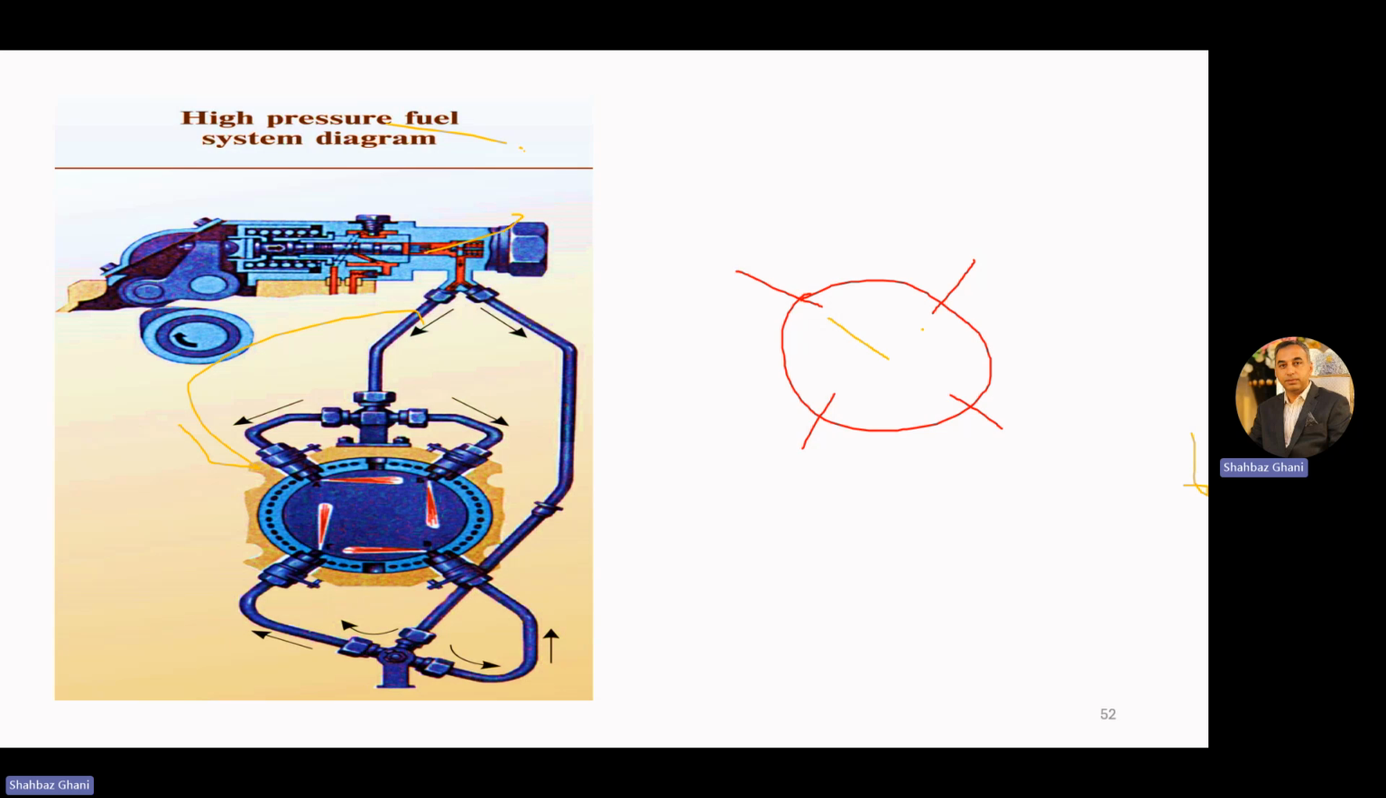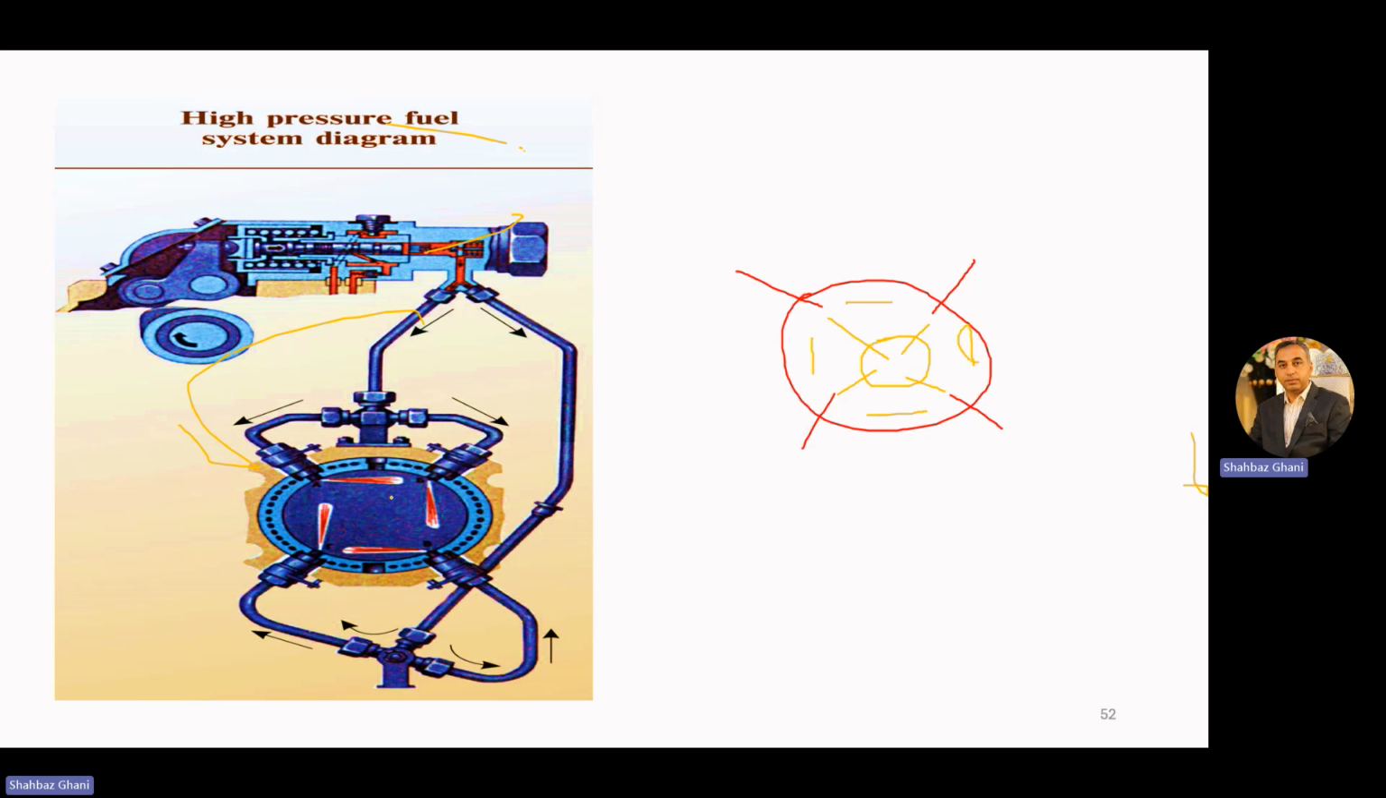If it is spraying fuel in the center, here we will not have that uniformity. It will be a completely heterogeneous mixture. The fuel concentration will be more here, and there the fuel should be less.